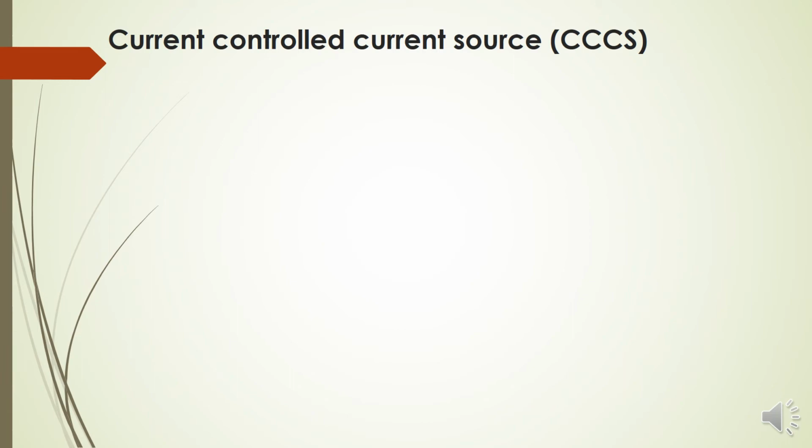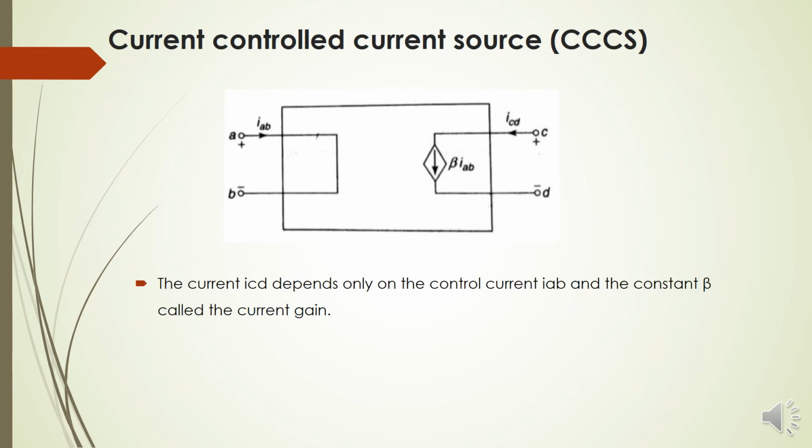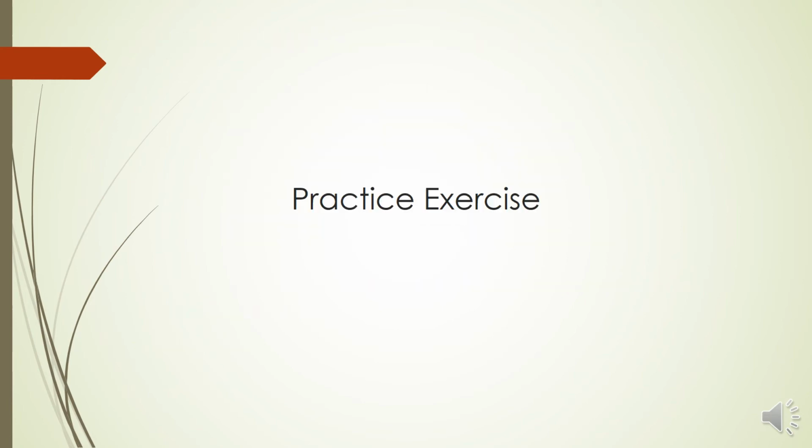The last source is the current controlled current source. Here the current ICD is controlled by the input current IAB. The current ICD depends only on the control current IAB, and the constant beta is called the current gain. The equation can be written as ICD equals beta times IAB. In this way we have covered all dependent and independent source types. Now it's time to do the practice.